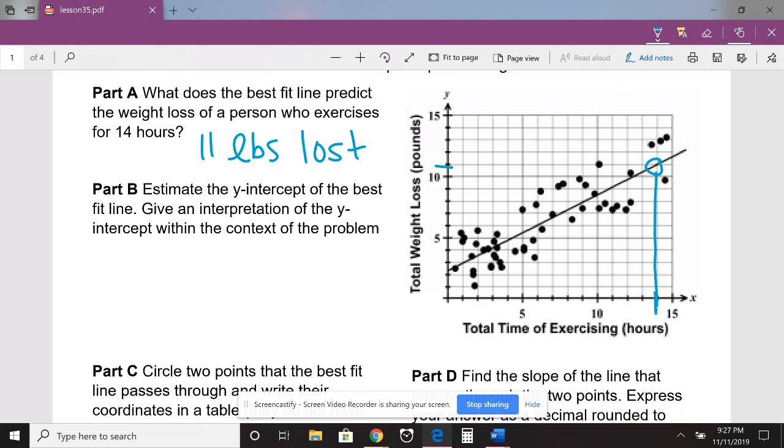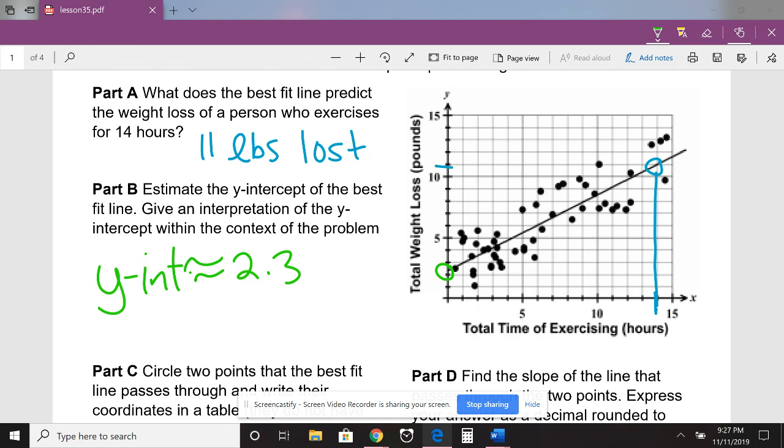It says estimate the y-intercept given the line of best fit, and give an interpretation of the y-intercept within the context of the problem. So the y-intercept is right around here. It's not exactly 2. It's a little bit higher than 2. So I'm going to say it's 2.3. So the y-intercept is about 2.3. And what does that mean?